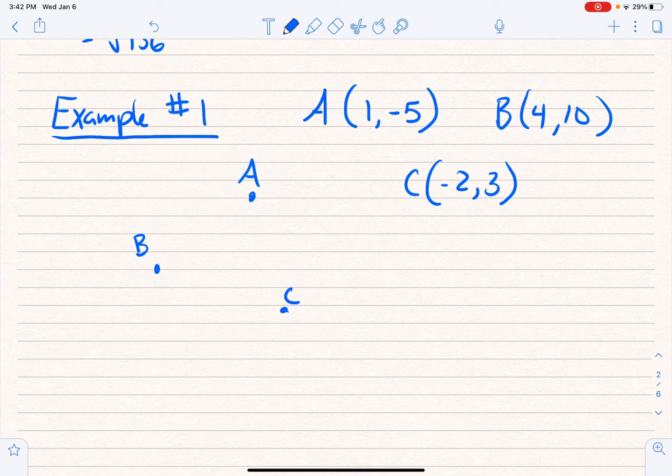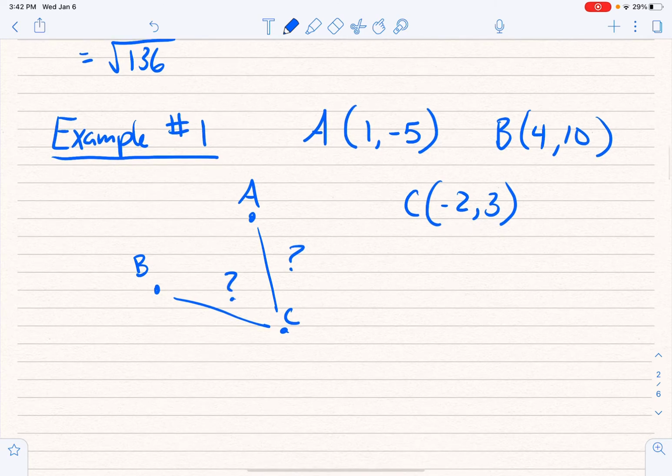And my question is, which one is closer to C? Is A closer to C, or is B closer to C? Which one is closer? That's what I'm asking you to figure out. So you're going to have to find the distance between these 2 points and find the distance between these 2 points, and then compare those distances.